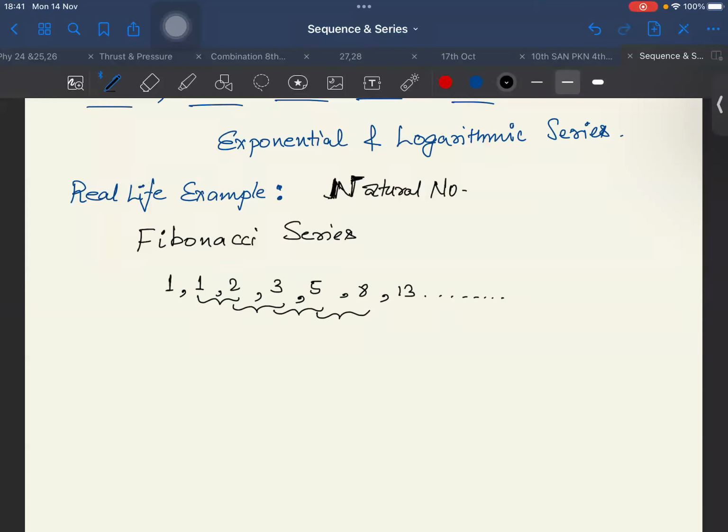You can see a real life example of the Fibonacci series in the order in which the petals grow in a flower. So the growth of petals, or let's write flower. Or the spiral of a seashell.